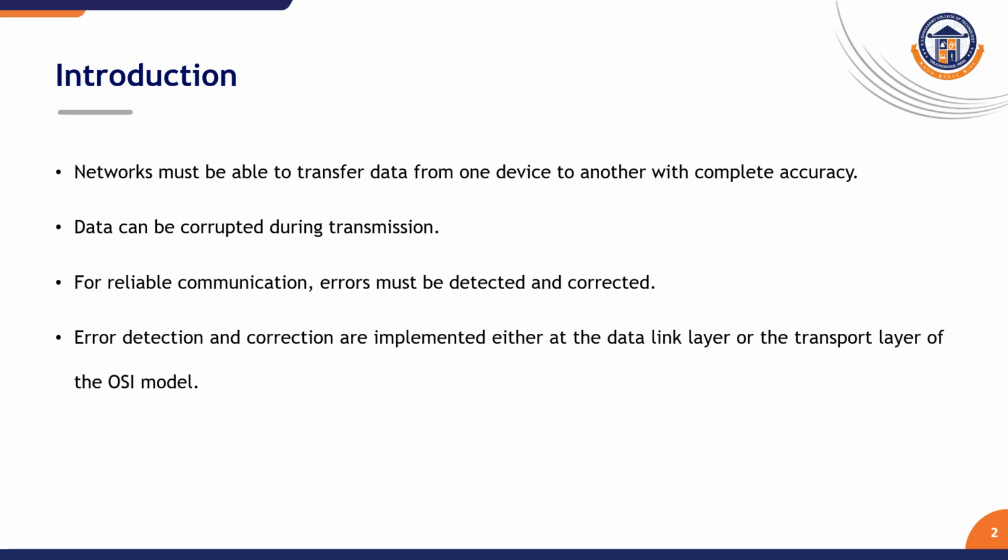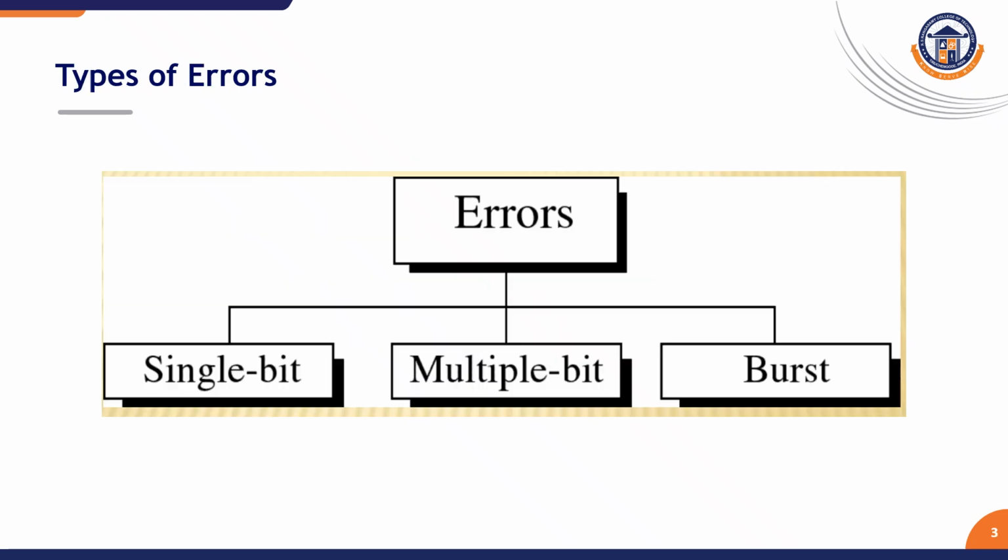For reliable communication, errors must be detected and also corrected. As we know, only error detection is not our job. We have to do both error detection and error correction. Error detection and correction are implemented either at the data link layer or the transport layer of the OSI model, so both layers can do the services. Now we are going to see the types of errors.